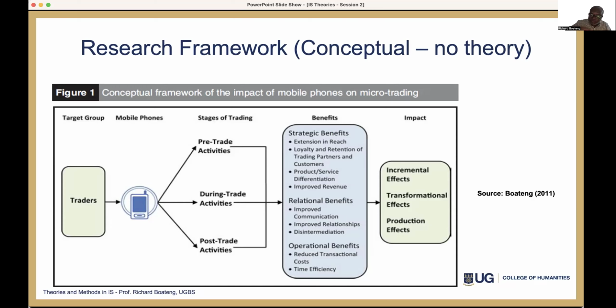So to some extent, that particular model helps you explain the benefits that you can gain in the transaction when you add technology: operational benefits, relational benefits, and then strategic benefits.